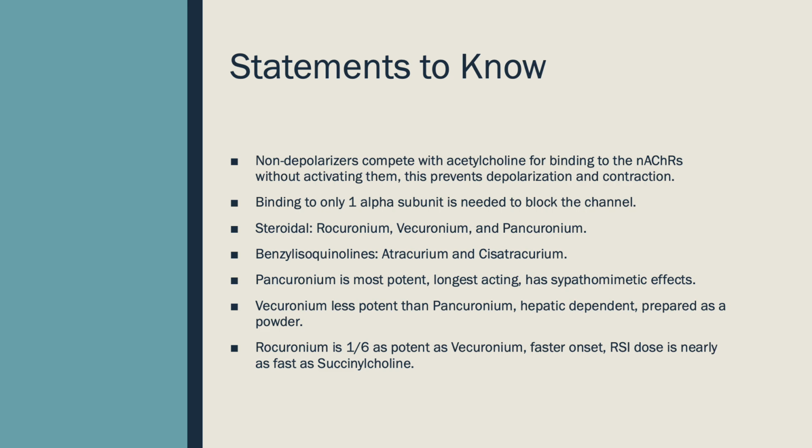You have two main groups, your steroidals and your benzylisoquinolines. Pancuronium is our most potent and longest acting with those sympathomimetic effects. Vecuronium, less potent than pancuronium, is hepatically dependent. And rocuronium, about 1/6 as potent as vec, has a quicker onset, great for an RSI.